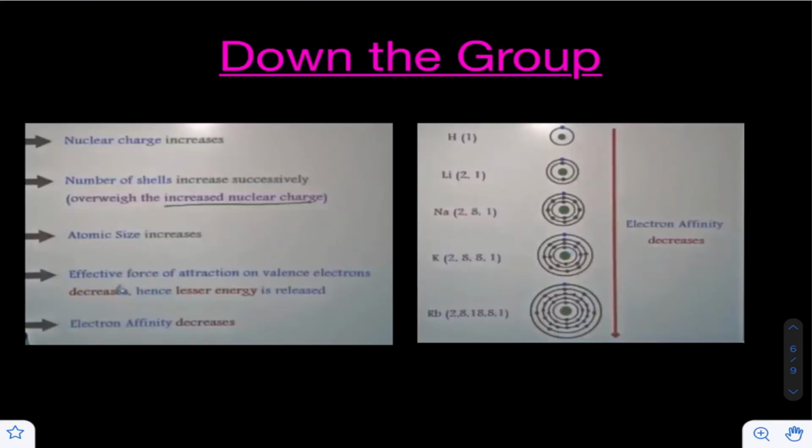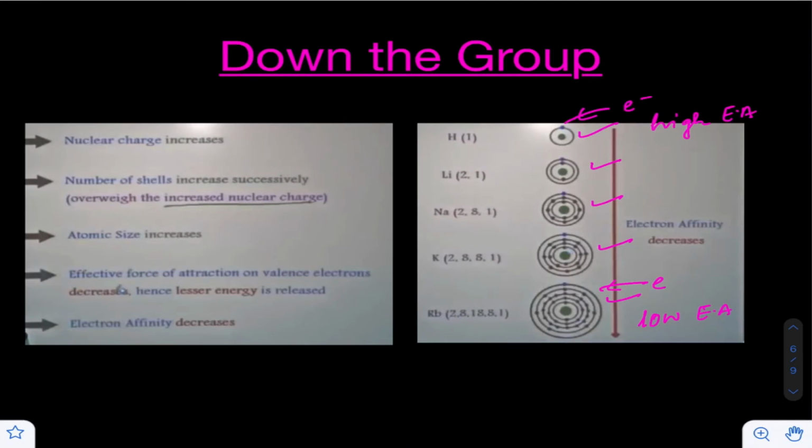Let's see how electron affinity behaves down the group. Atomic size is increasing. This particular element can gain an electron easily. This particular element can gain an electron with some difficulty. So we can say the top element will have high electron affinity and the bottom element will have low electron affinity.